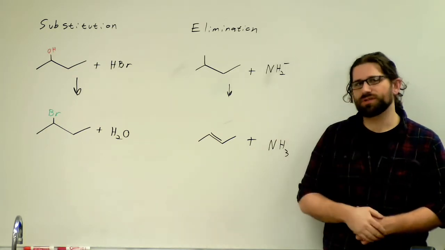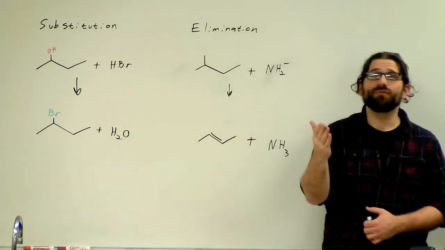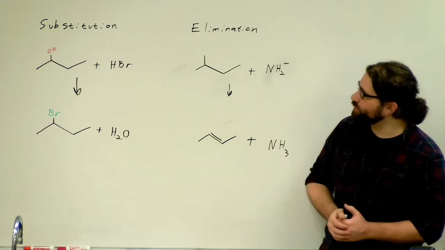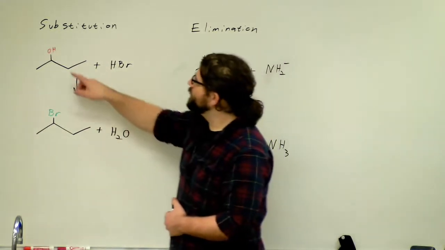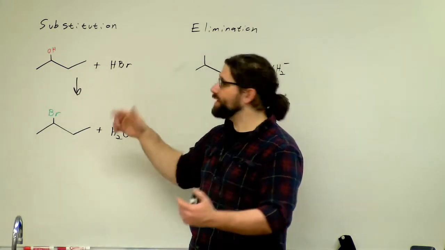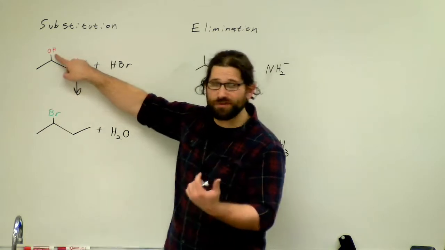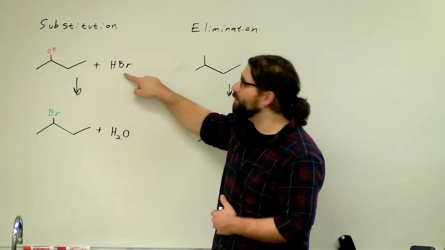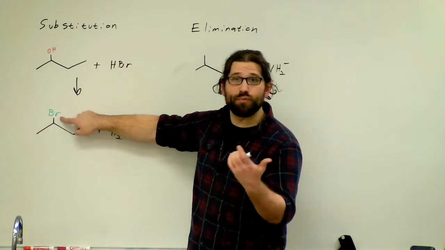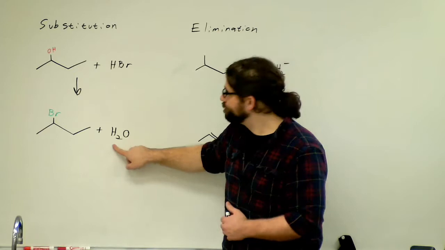The two types we're going to study in this unit are substitution and elimination, and both of these have two versions of how they proceed. In a substitution reaction, we're going to have some functional group on some organic molecule that gets replaced by another functional group. So you can see in this reaction, I've got a hydroxyl group with hydrobromic acid, and that hydroxyl group gets replaced by the bromide ion, resulting in water.